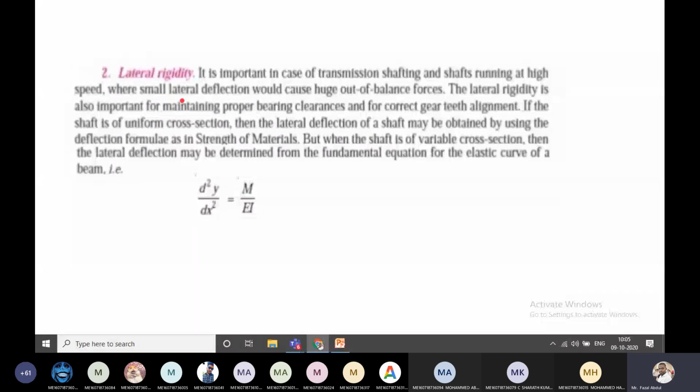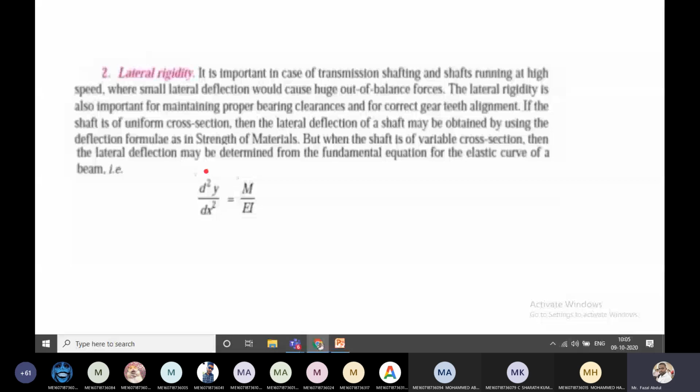If it is a simply supported beam, what is the deflection? If it is a cantilever beam, what is the deflection? Those equations are going to be used here. And one more thing: the shaft generally has a circular cross section. When the shaft has a square cross section, we don't know that equation. When the shaft has a triangular section, what is the deflection, we don't know. We didn't study that in strength of materials. So the general equation is there in strength of materials.